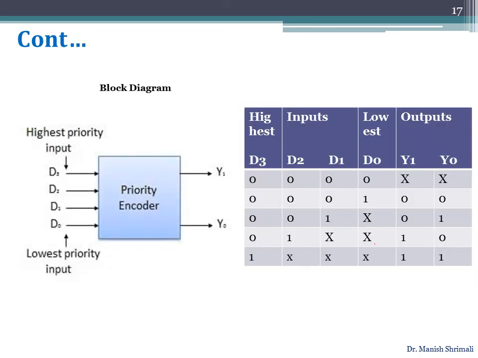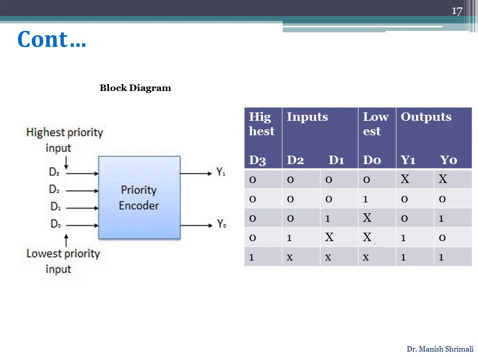So whatever we discuss right now will be more clear to you. As you can see in the block diagram, we have the priority encoder being shown, and the D3 input has the highest priority, D0 has the lowest priority, and there are 2 outputs, Y1 and Y0. And this is the truth table of this priority encoder, in which the highest priority input is D3, followed by D2, D1 and the lowest priority input D0, and finally the outputs Y1 and Y0.